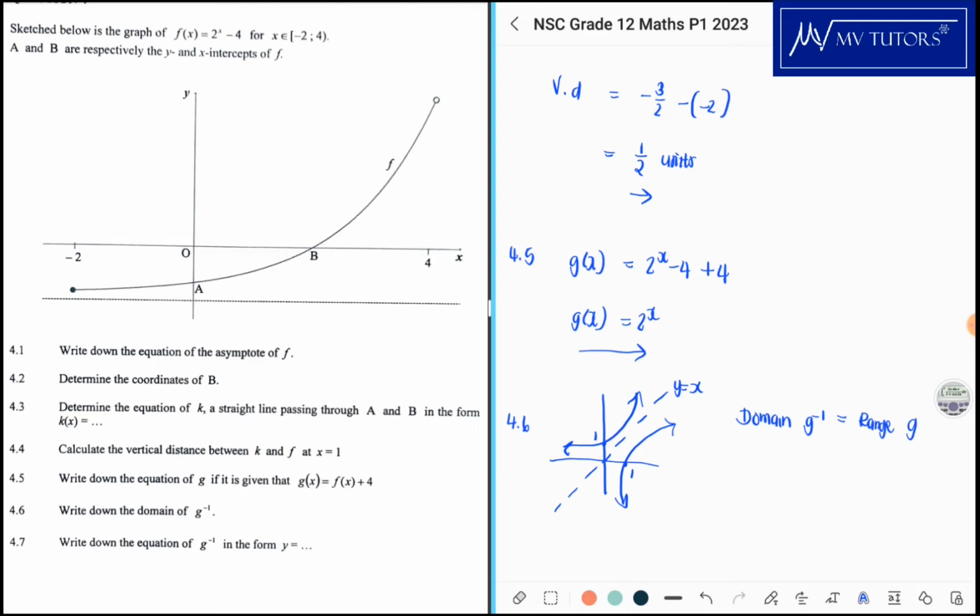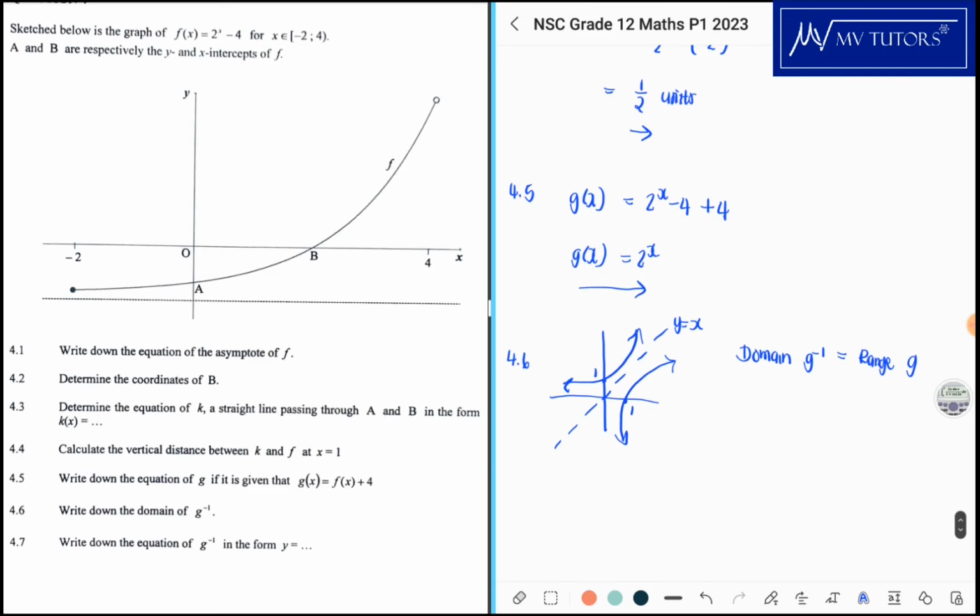All right, and what do we know as the range of g? If we have a look at g, the range is pretty much from 0 to infinity. Okay, so the domain as well will be from 0 all the way to infinity, with none of them included, right? Because 0 is where the asymptote is, and infinity, we don't know what it is, so we use round brackets. Okay, but because they're looking for the domain, we say x is an element of. Okay, and there we go for 4.6.